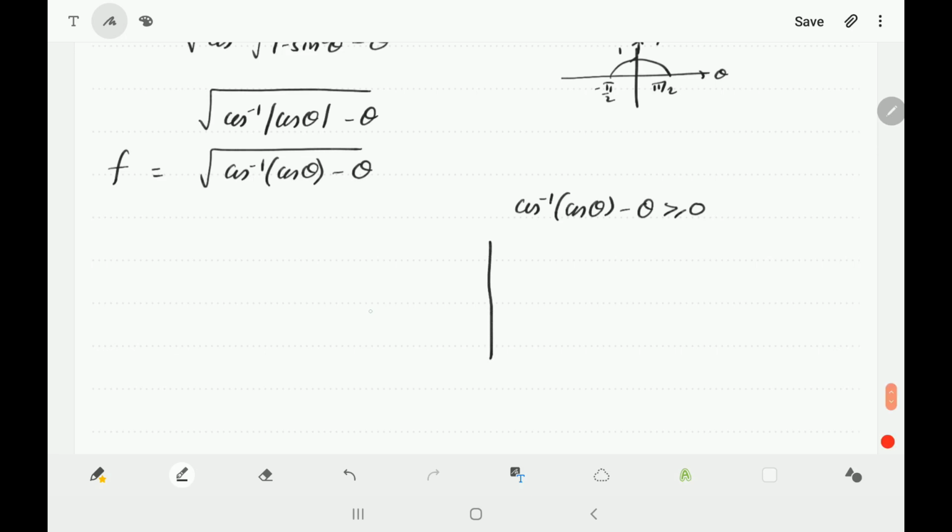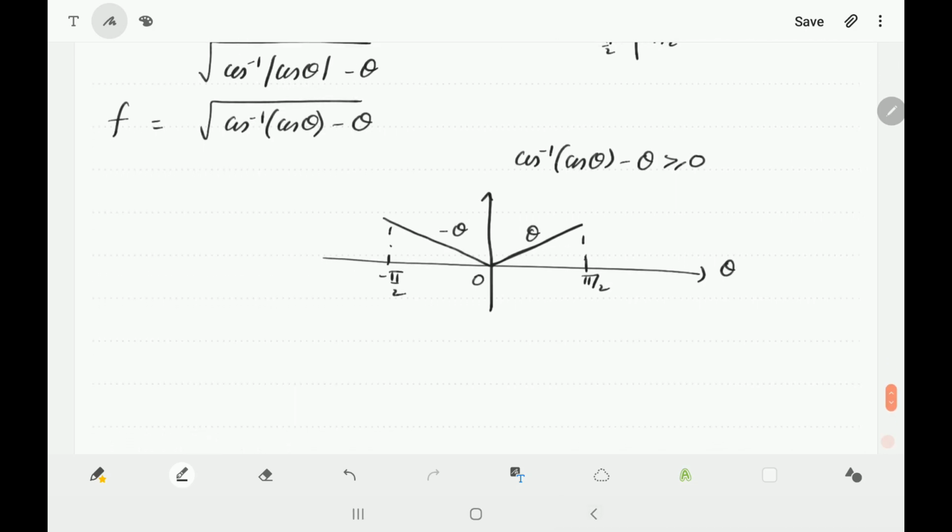So we already know the range of theta. We'll be drawing the graph of cos inverse cos theta. So we have the domain of theta from minus pi by 2 to pi by 2, closed interval only. From there, for cos inverse cos theta, this particular function is theta only. Here the function is minus theta, because we have to keep the range in 0 to pi. So from 0 to minus pi by 2 the output is minus theta, and from 0 to pi by 2 the output is theta.